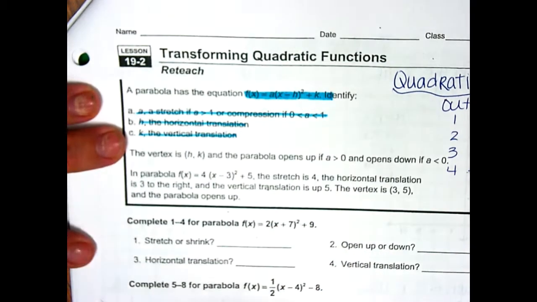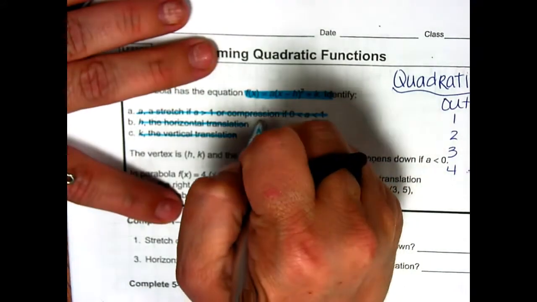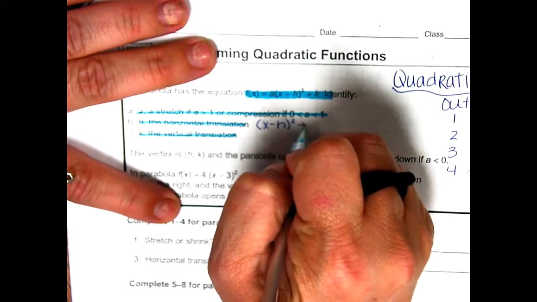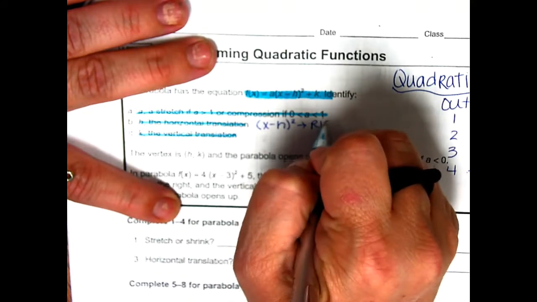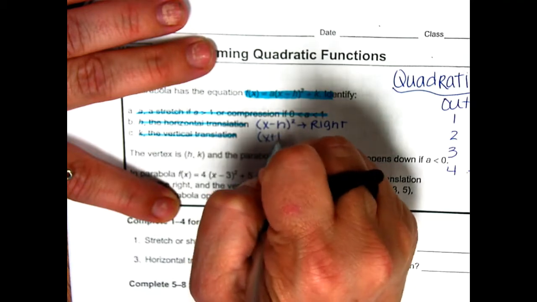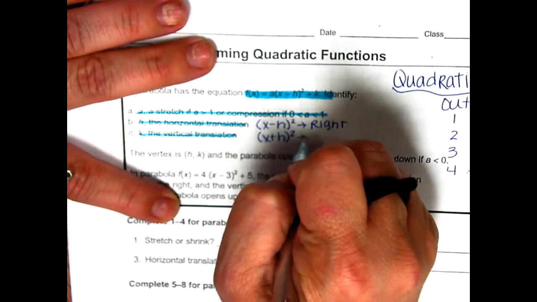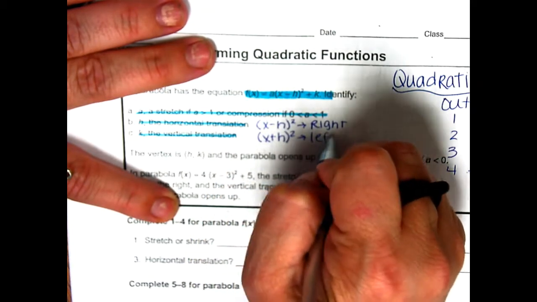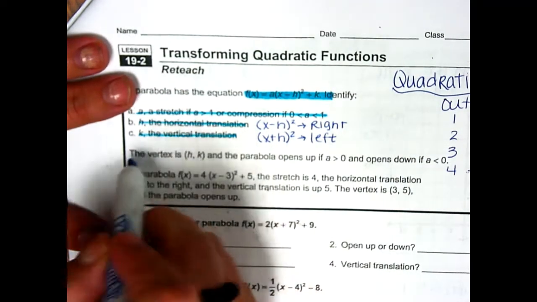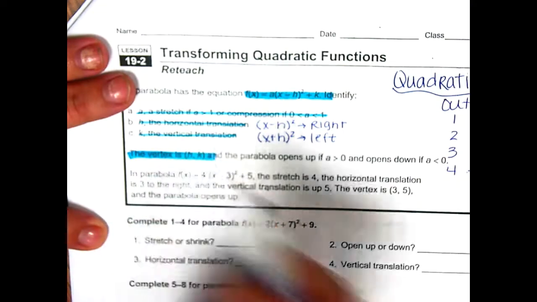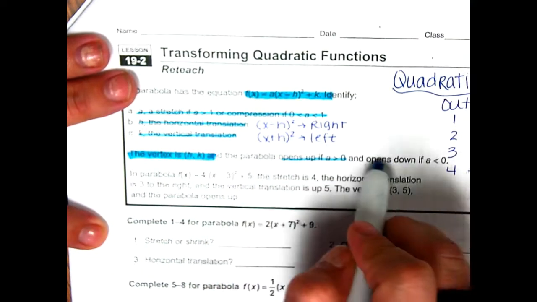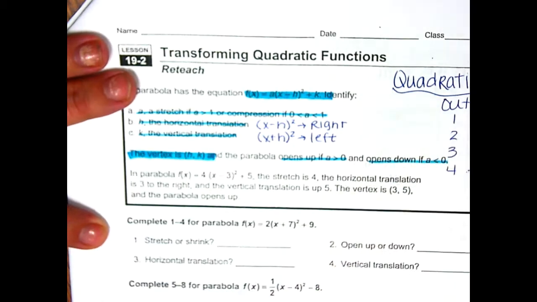Remember with the horizontal translation, if you have x minus h squared, it's going to go to the right. And if you have x plus h squared, it's going to move to the left. Also, the vertex is (h, k). Parabolas open up if a is greater than 0 and down if a is less than 0.